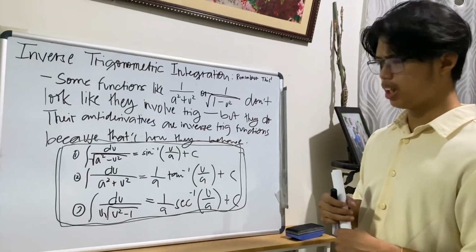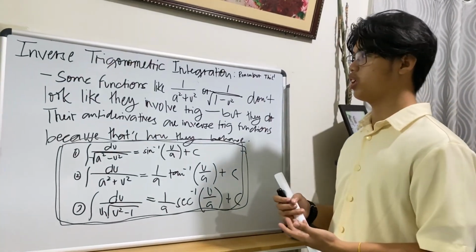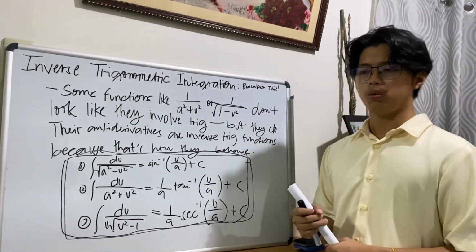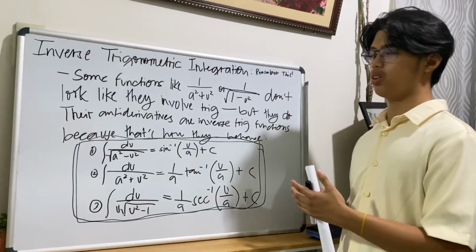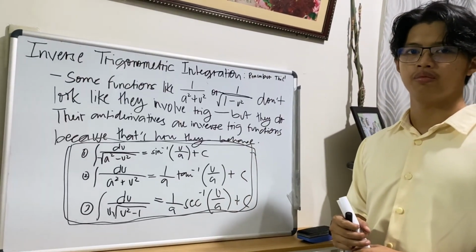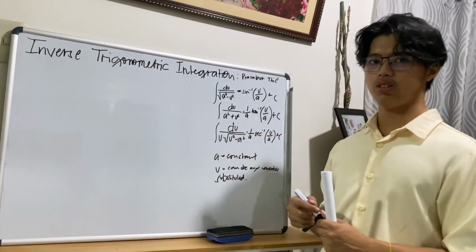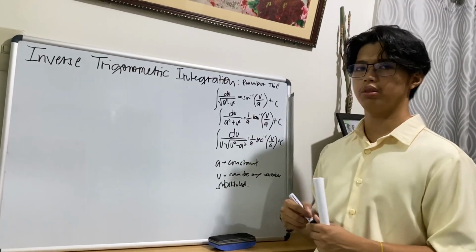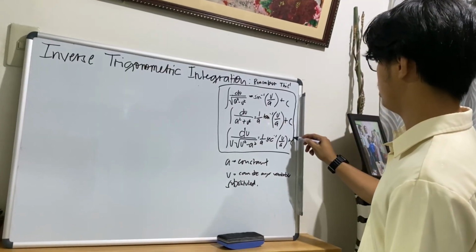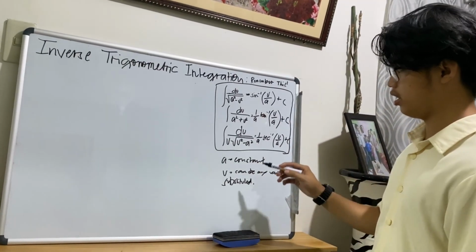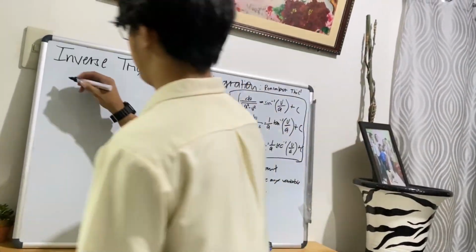So now that we have discussed the concept of inverse trigonometric integration, let's now move on to solving problems involving inverse trigonometric integration. In order for us to solve problems involving inverse trigonometric functions, we need to absorb and familiarize these formulas, where a is our constant and u can be any variable substituted. So let's now have our first example.